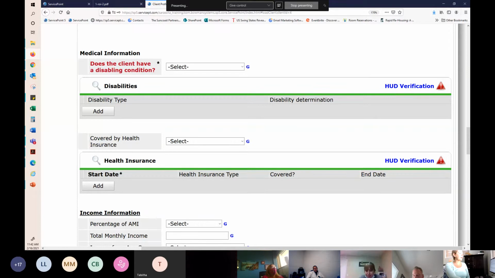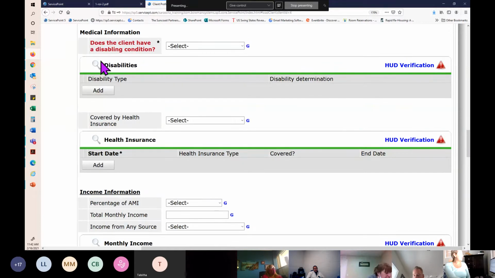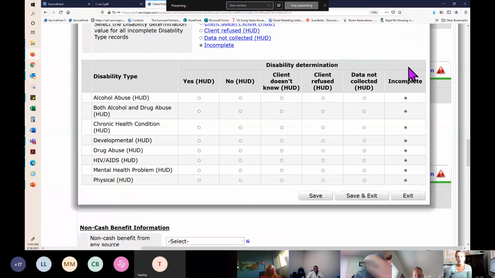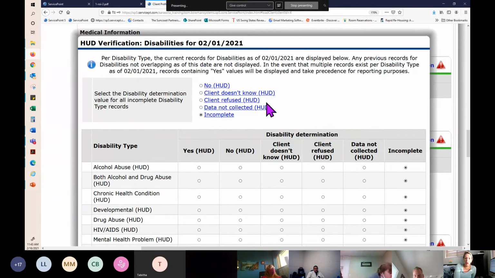All right, so our HUD verification information. Does the client have a medical or disabling condition? Well, we don't want to just ask that question because one person's idea of a disabling condition can be very different from what HUD considers a disabling condition. We always, always, always want to ask this question by clicking on this assessment. We're going to click on our HUD verification and allow this pop-up to guide us with our questions. As you can see, HUD has very specific disability types. We're going to auto-populate our responses to no. So that will move all of these incomplete responses into the no column.